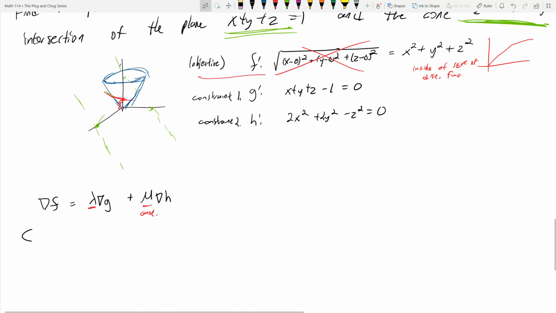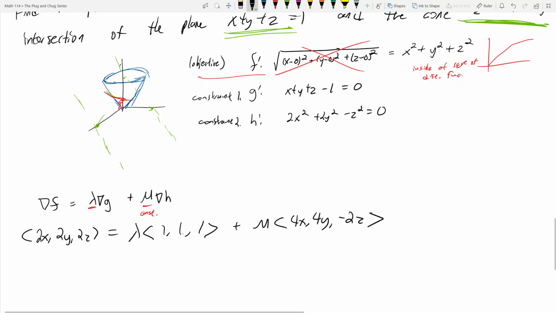Well, f is x squared plus y squared plus z squared, so the gradient is 2x, 2y, 2z. All right, that's equal to lambda times the gradient of g, which is x plus y plus z minus 1 equals 0, so the gradient of that guy is actually 1, 1, 1, and then plus mu times, and then this should be 4x, 4y, negative 2z. All right, so this is my Lagrange multiplier.